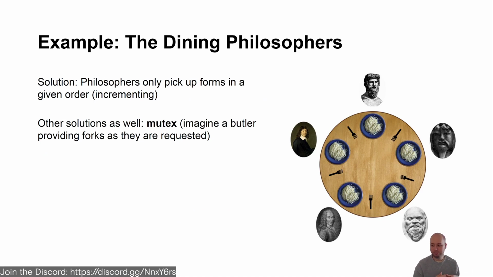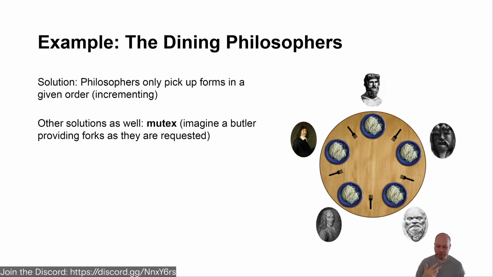The solution is actually relatively simple. There are many solutions to this, but I'll talk about the one that Dijkstra brought up, which is that philosophers only pick up a fork in a particular order, say, going clockwise or counterclockwise. So if we all agree to only pick up a fork with the left hand first, and then the right hand next, that's the way we deal with this. In that way, we can always ensure that a particular philosopher is not going to be deadlocked.